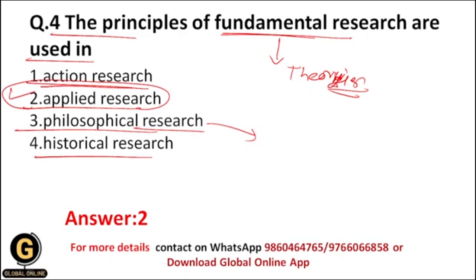What are the roots of that data? So this is nothing but the philosophy. All of these things are studied in philosophical research. Historical research: within the historical research we study past events, and we apply those past events to our present and future work. This is nothing but the historical research. That's why the correct answer over here is second.